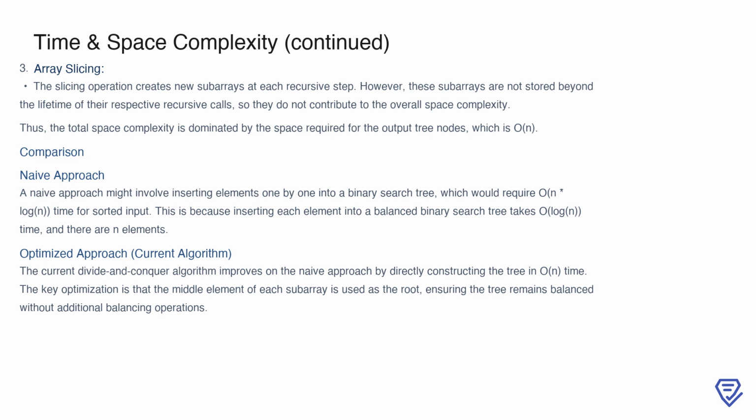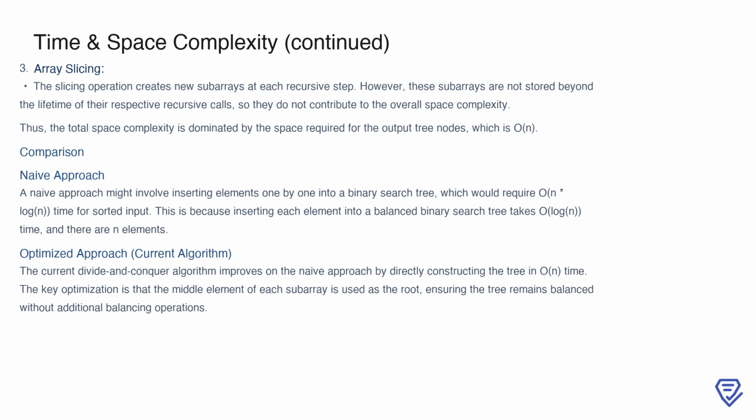When the algorithm slices the input array into smaller subarrays, those subarrays are temporary and only live for the duration of their respective recursive calls. Since they are not stored persistently, they do not contribute to the overall space complexity. Therefore, the total space complexity is dominated by the output tree nodes, which require O(n) space.